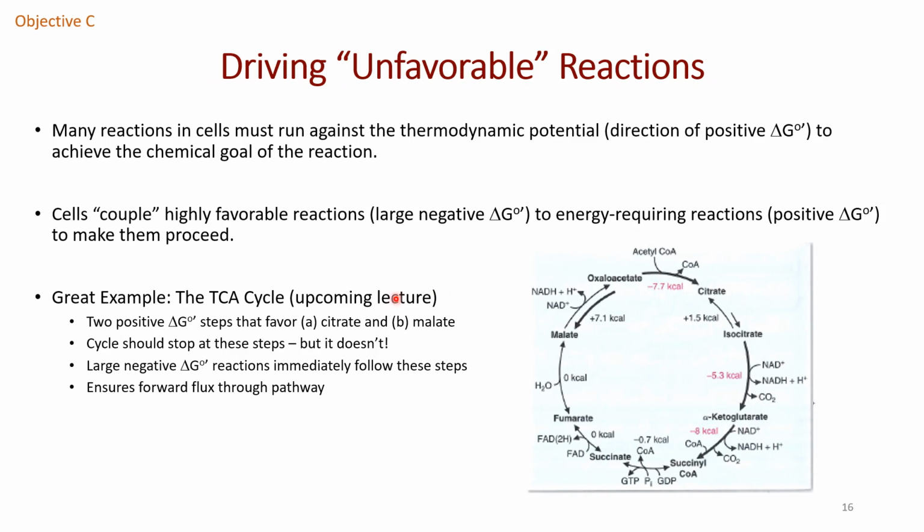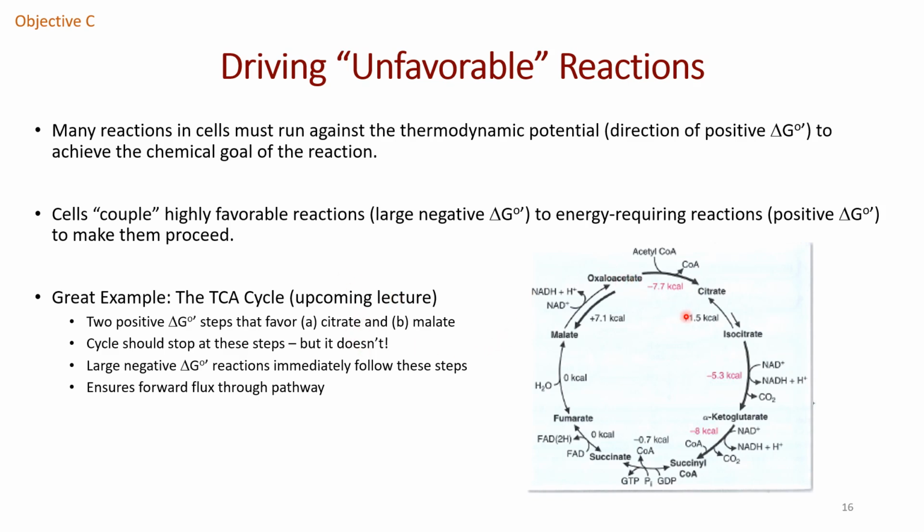This is going to happen in a lot of the pathways that we see, and the TCA cycle is really a good example. Again, we'll have a lecture on the TCA cycle coming up pretty soon, but you can look at the numbers here and get an idea. You don't have to memorize this. If there's any kind of question, I would show you this and I would ask you about it.